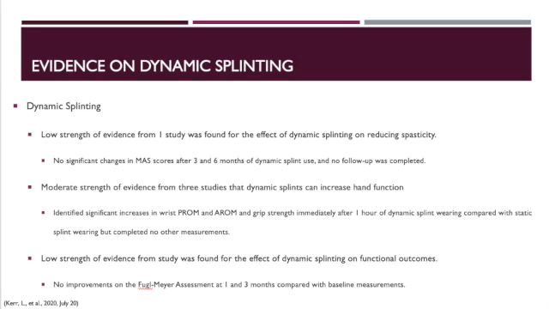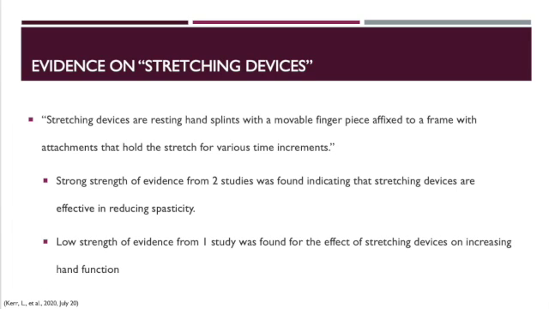The last one found low strength of evidence with no improvement seen on the Fugl-Meyer assessment at 1 and 3 months. Also, I did want to make a quick note that this systematic review included 11 articles that met the inclusion criteria, and if you want more information on that, I put more details in the notes section of the PowerPoint. Stretching devices, by the definition provided in the article, almost sound like a dynamic splint, but the article defined it separately. I found one of the articles mentioned in the stretching devices section of this review, and we'll be covering that on the next slide.